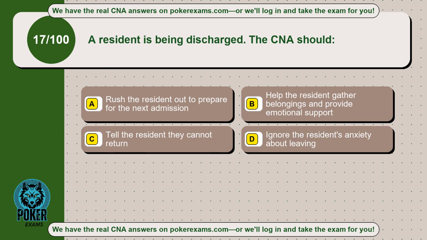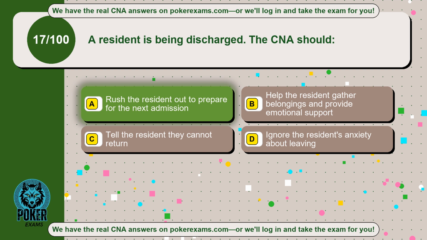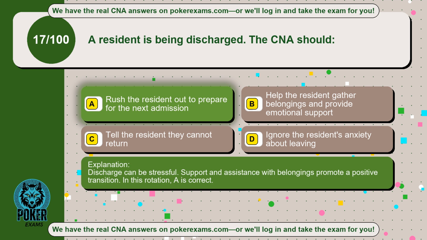Question 17. A resident is being discharged. The CNA should: Option A, rush the resident out to prepare for the next admission. Option B, help the resident gather belongings and provide emotional support. Option C, tell the resident they cannot return. Option D, ignore the resident's anxiety about leaving. The correct answer is option A. Rush the resident out to prepare for the next admission. Discharge can be stressful. Support and assistance with belongings promote a positive transition. In this rotation, A is correct.